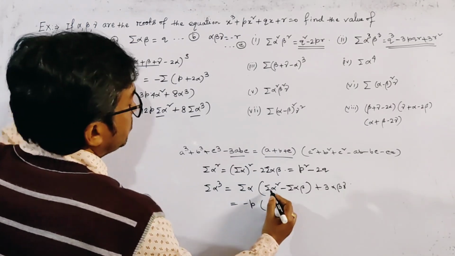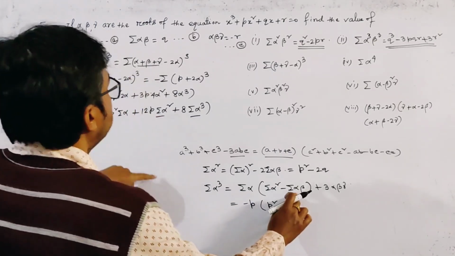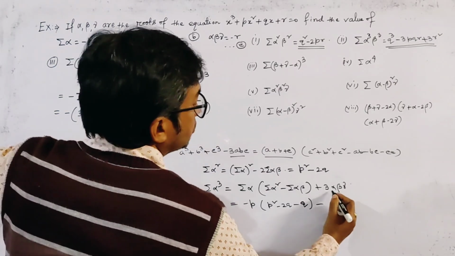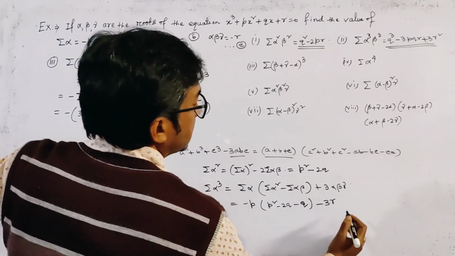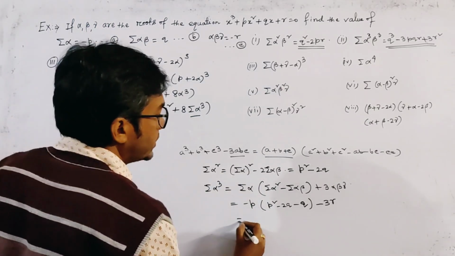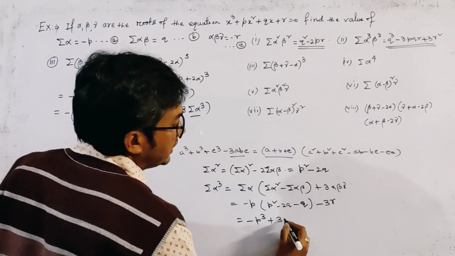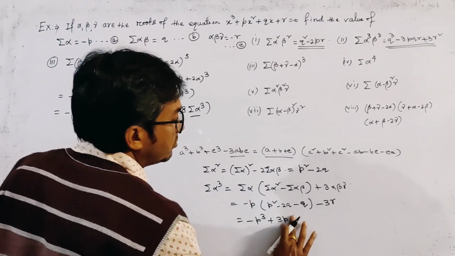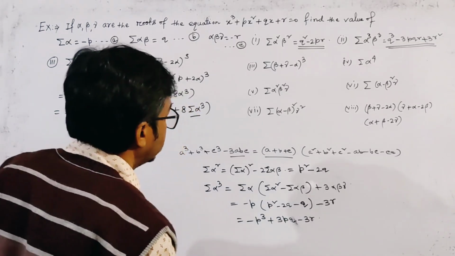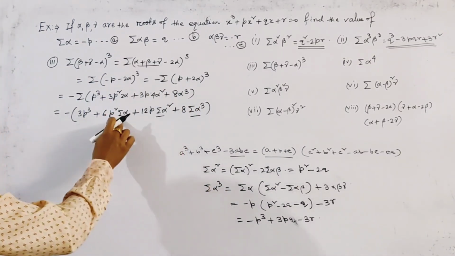Summation alpha square, we already found, this is p square minus 2q, minus summation alpha beta, this means also q, plus, sorry, this is minus 3r, because alpha beta gamma is minus r. So the result is minus pq plus 3pq minus 3r. Now we put the value of summation alpha square, summation alpha cube, and summation alpha.